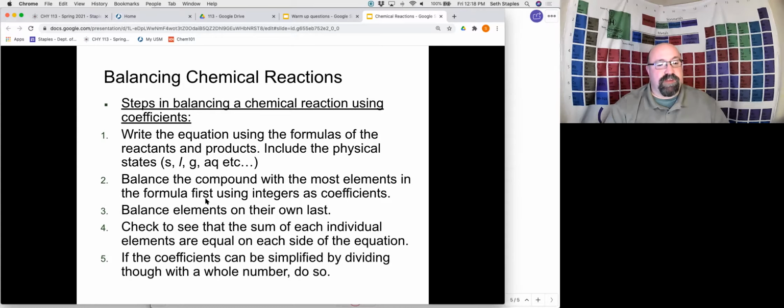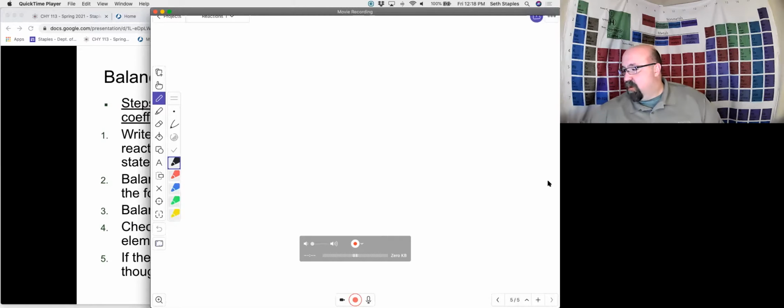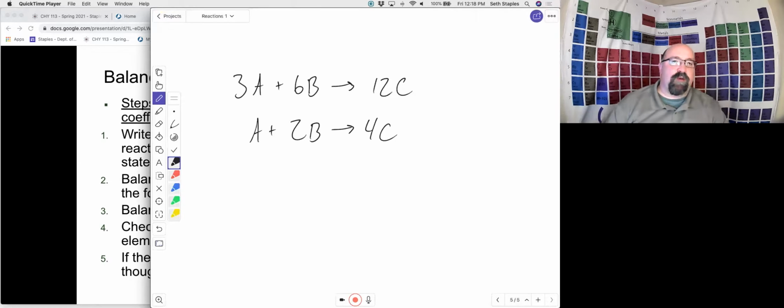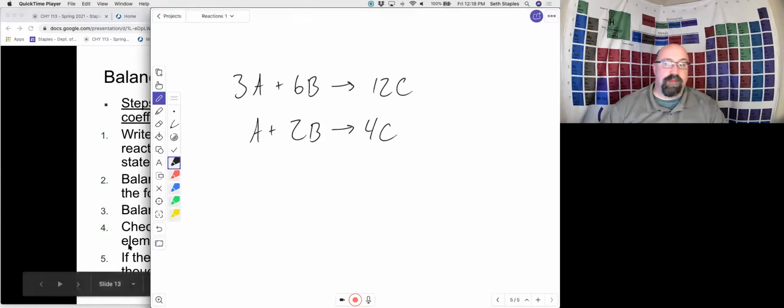And lastly, just like for ionic formulas, if the coefficients could be simplified in some way, then we do that. In a chemical reaction, we always describe the lowest possible number. And so just as an example with a very general reaction, if you come up with something like 3A plus 6B forms 12C, then you would simplify this down eventually. You would get to A, dividing everything by 3, plus 2B makes 4C. And so you would just simplify it down if you run into a situation like this, which might happen.